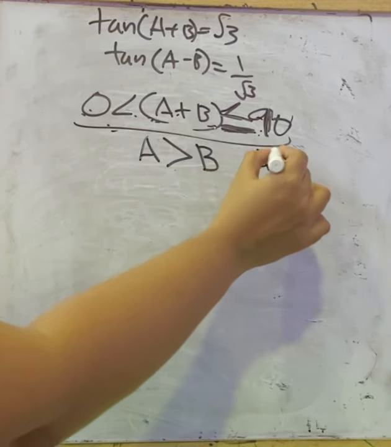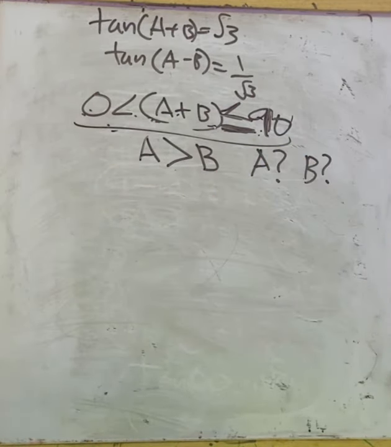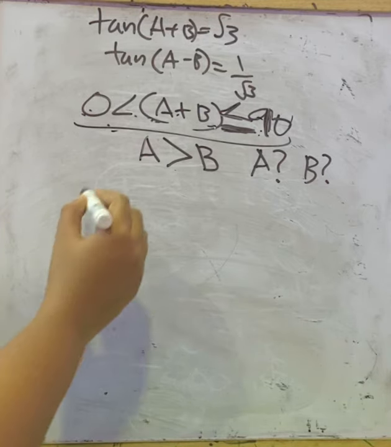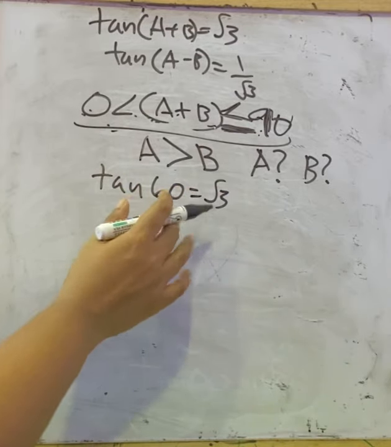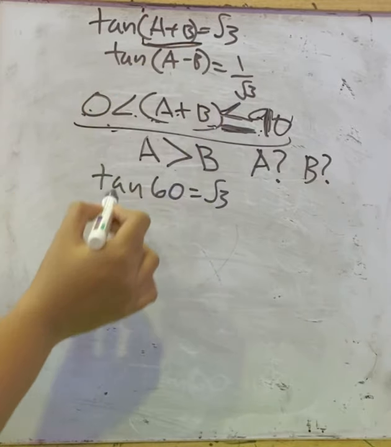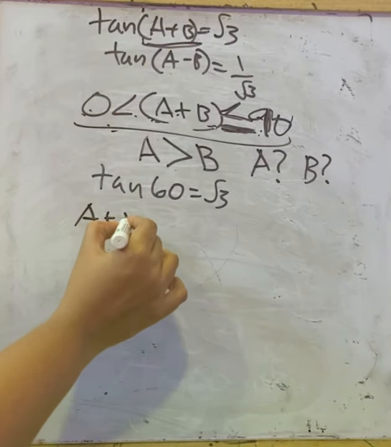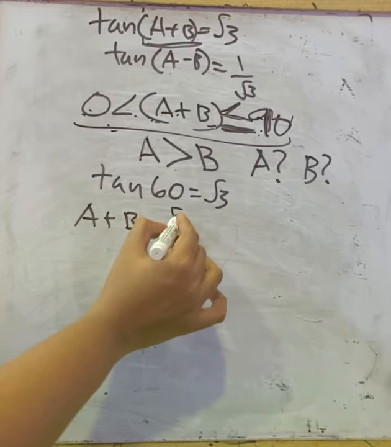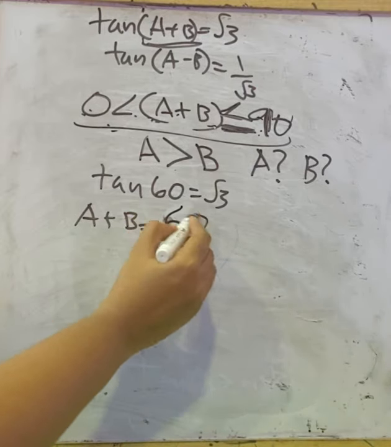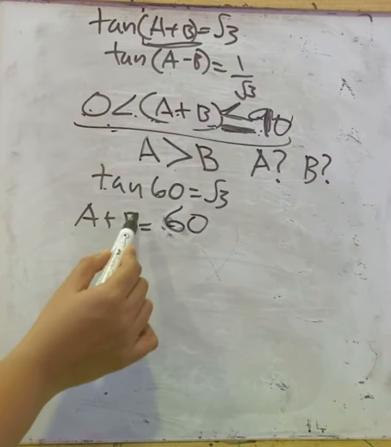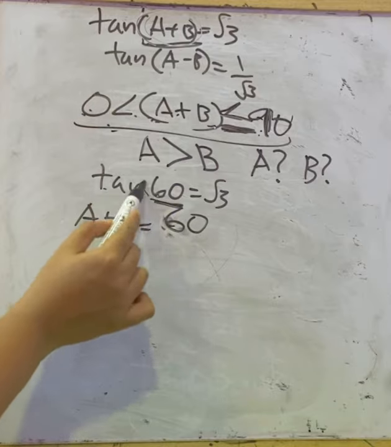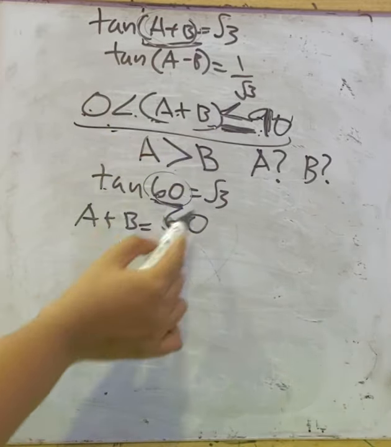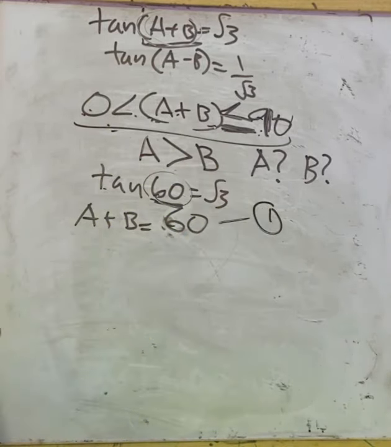Find A and B. So here tan of A plus B equal to root 3. But in the trigonometric ratio table we have tan 60 is root 3. This is from the table. So let A plus B equal to 60. Here tan of A plus B is root 3 and we know tan 60 is root 3. Then we can say A plus B is equal to 60. Then only you will get the answer root 3. So this may be the first equation.